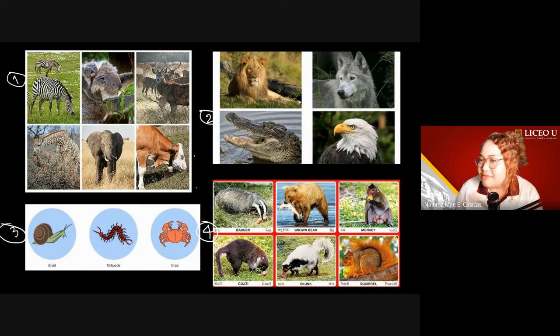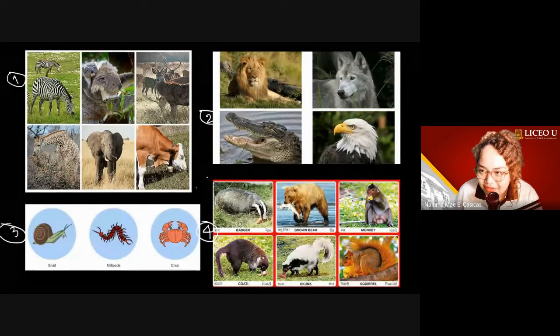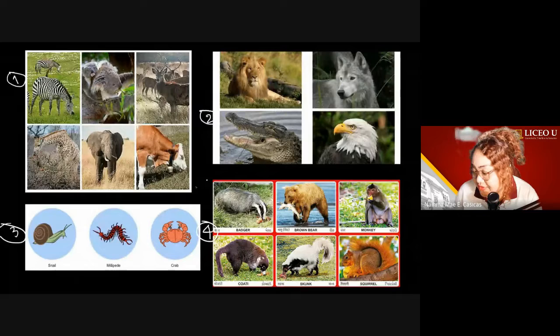How about the animals in picture number two? The lions, the crocodiles, the bald eagle, the wolves. These are carnivores. It's very obvious. We don't have these animals here. We do have the crocodiles, though.